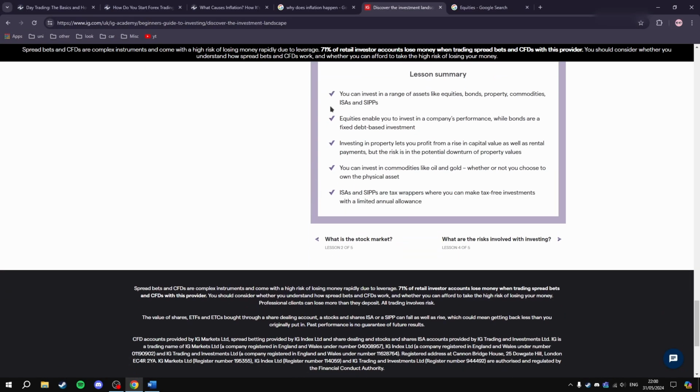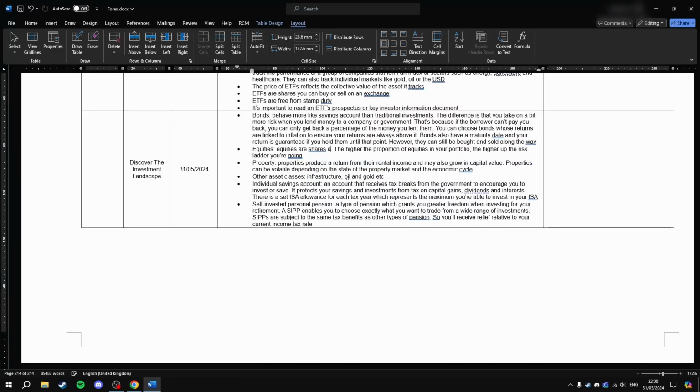Okay, lesson summary. You can invest in a range of assets like equities, bonds, properties, commodities, ISAs and SIPs. Equities enable you to invest in a company's performance, while bonds are a fixed debt-based investment.